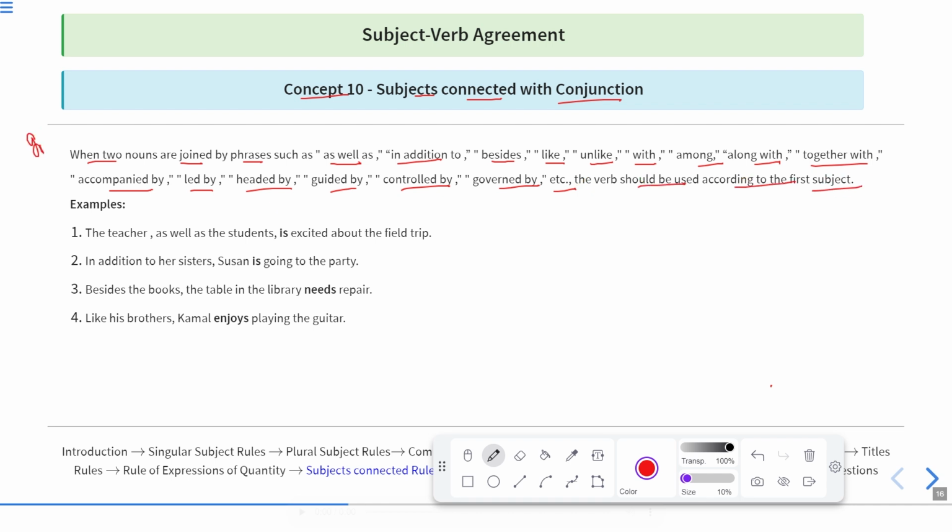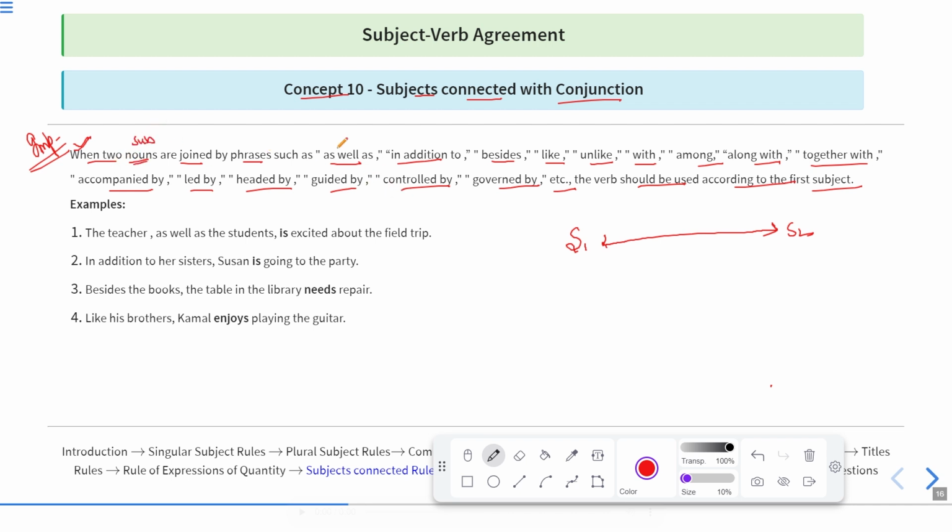Now this rule is very, very important. What is actually the meaning of this rule? Suppose we have two subjects, subject 1 and subject 2. Now, we have already done a rule in which we join two subjects with and, or, either or, neither nor, not only but also, those were pair conjunctions. But here, we'll join these two subjects with any of these conjunctions which you can see over here. Two nouns are joined by phrases, or two subjects are joined, not only nouns but the subjects.